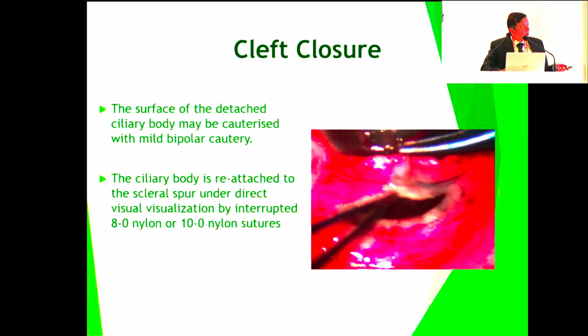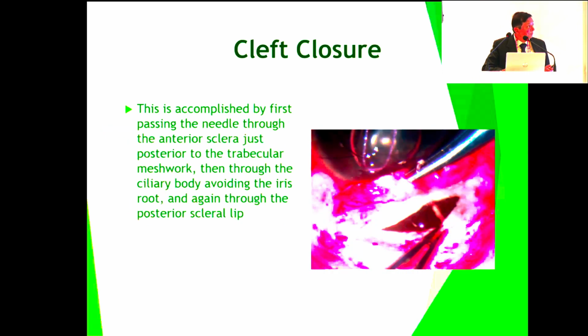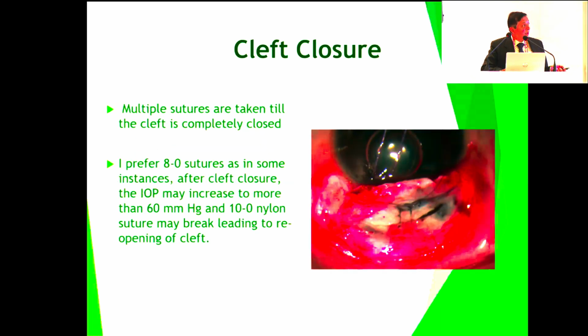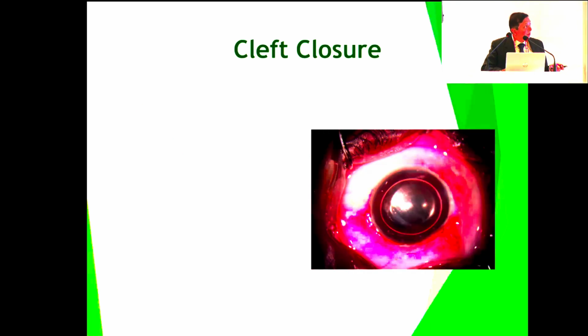Then from the posterior scleral lip to the cleft area, close, and use 8-0 or 9-0. If you use a 10-0 suture and you completely close the cleft, the pressure will go up. If you are lucky and have missed a little bit of cleft, then the IOP will not spike. Otherwise, when the pressure shoots up, your 10-0 suture will very likely break. So 8-0 or 9-0 is the best suture to use when closing the cleft. From the anterior ciliary cleft to the posterior lip, close it. Take multiple sutures, close the outer scleral flap, then conjunctival closure.